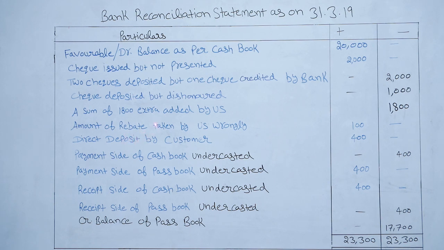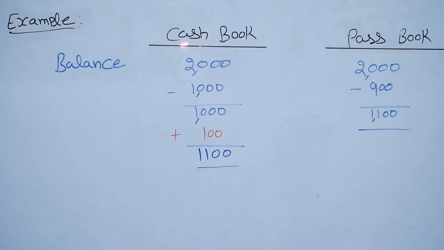We will understand this through a small example. Suppose cash book balance 2000, passbook balance 2000. In the question it is mentioned that a bill for rupees 1000 retired by bank after giving a discount of rupees 100. How much will bank have paid? That is 900. 1000 rupees bill minus 100 rupees discount.